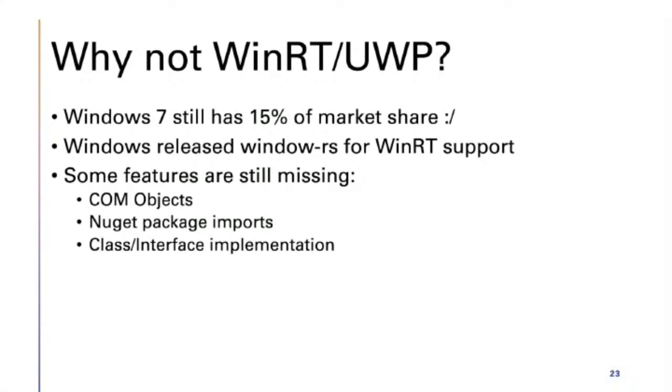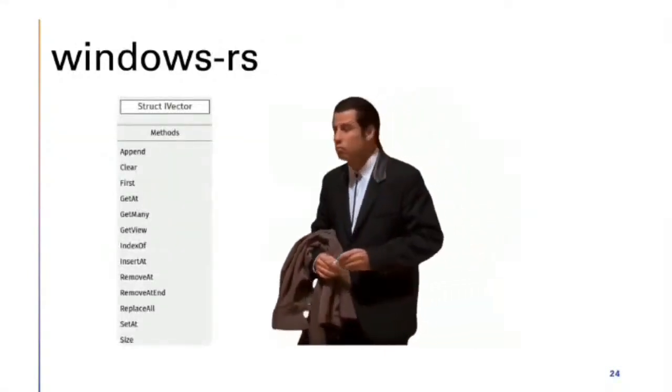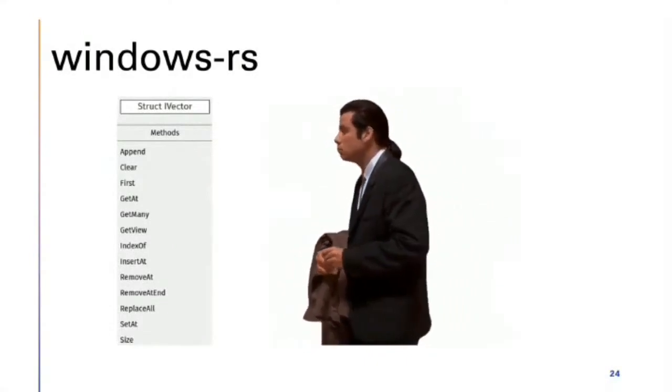Some class and interface implementations are still not there, because C# still has the concept of OOP, and windows-rs doesn't have a way to implement custom classes and interfaces yet. And even the way to initialize objects is different too. Here's an example regarding this issue.